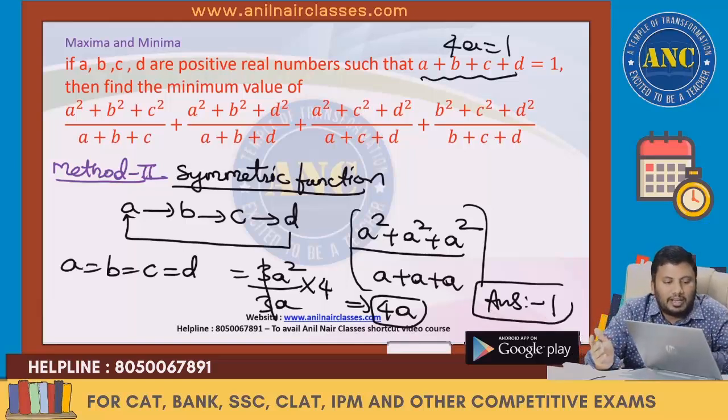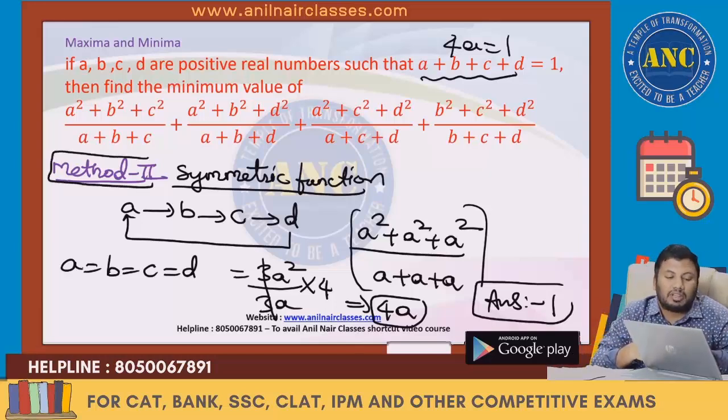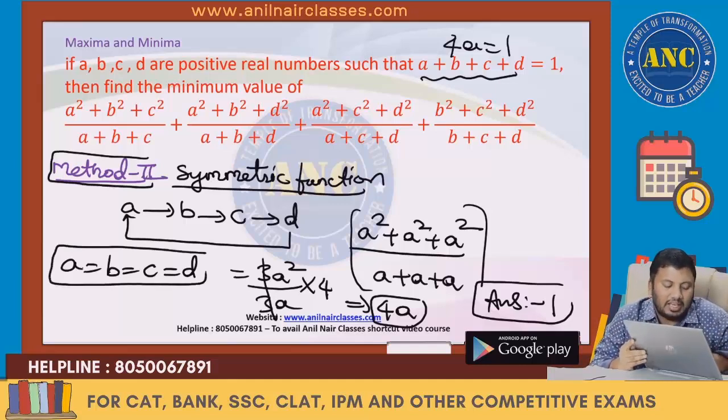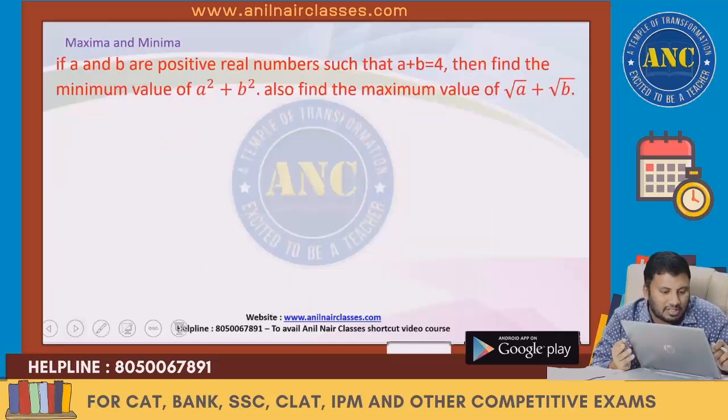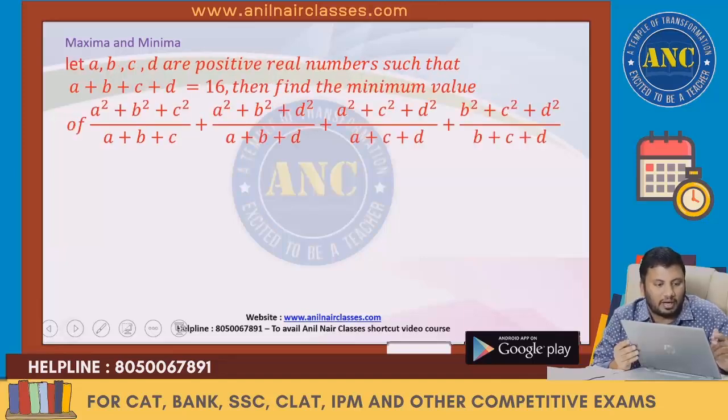I hope the idea is clear. Just by looking at the equation, if you find out that this is nothing but a symmetric function, make all the variables equal. A equivalent to B equivalent to C equivalent to D. 4A equivalent to 1. So I got 4A. Answer is 1. Wherever symmetric function is there, make it equal. Make it equal. Here, see here.